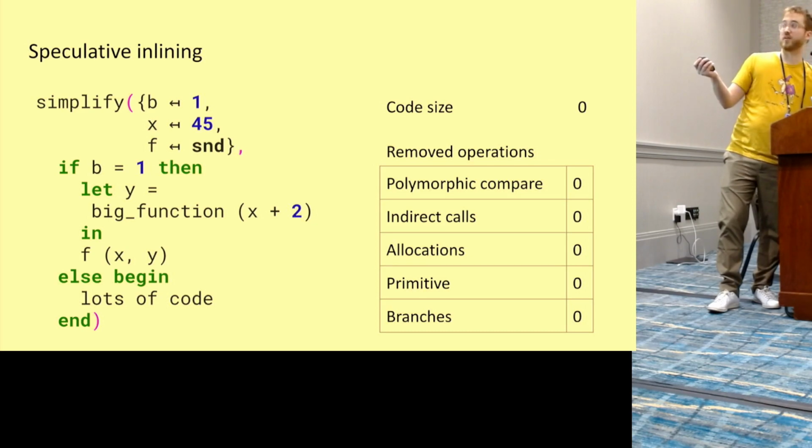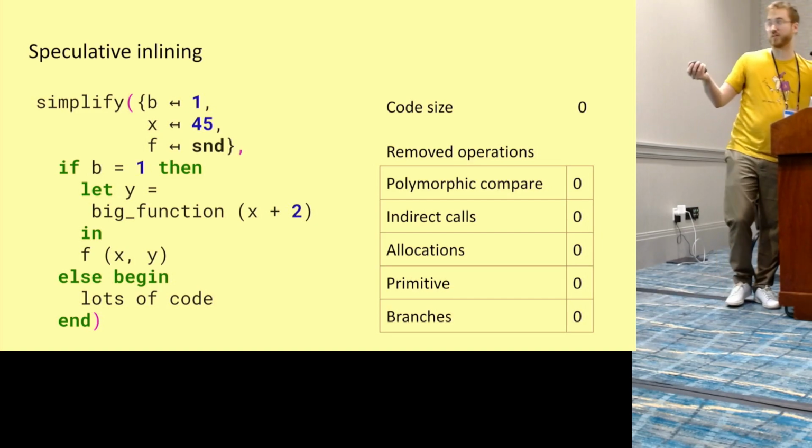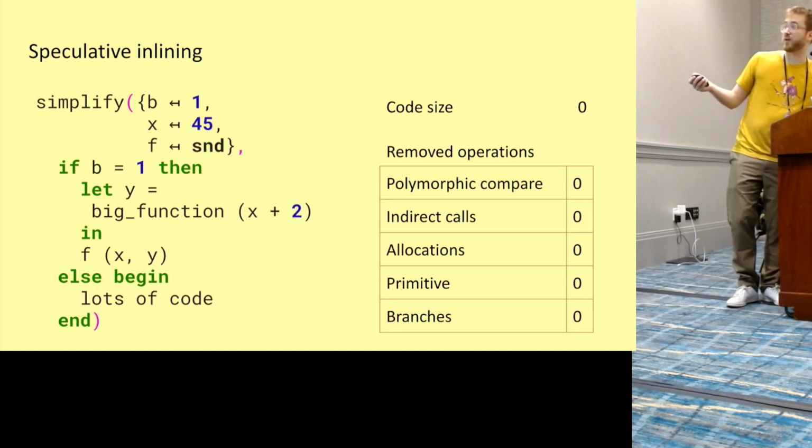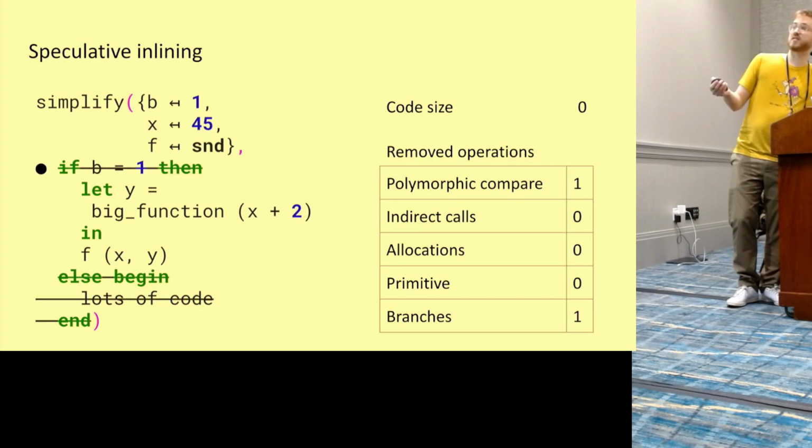While we simplify, we are going to keep track of two things: the code size approximation of the simplified code, and also the number of removed operations that we would have executed if we were to call this function. So we are going to keep track of the number of polymorphic comparisons, indirect calls, allocations, primitives, and branches. So in that case, I'm starting to simplify, and I see that b is 1, and so this check is always going to be true. So I can remove that, which is a polymorphic comparison, but I can also remove a branch that I don't need to execute. So I'm removing a branch, and I'm not generating any code right now, so code size is still 0.